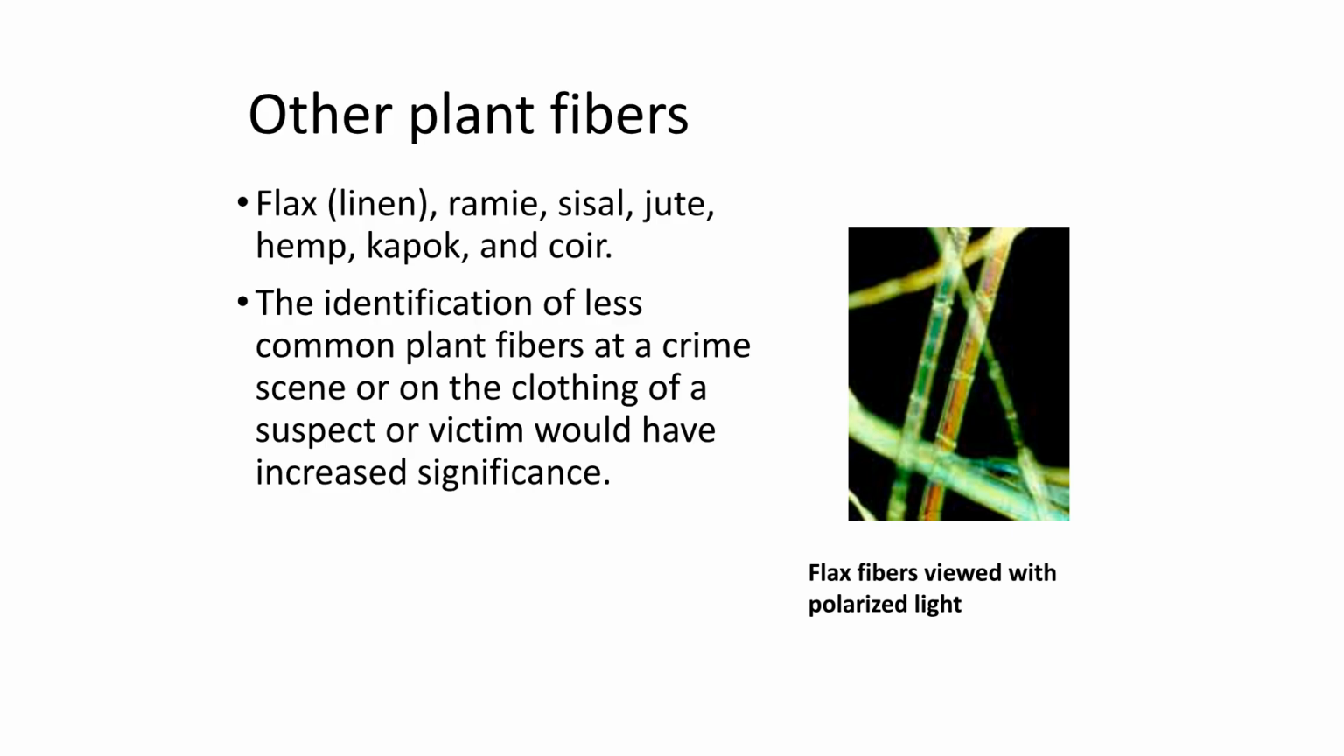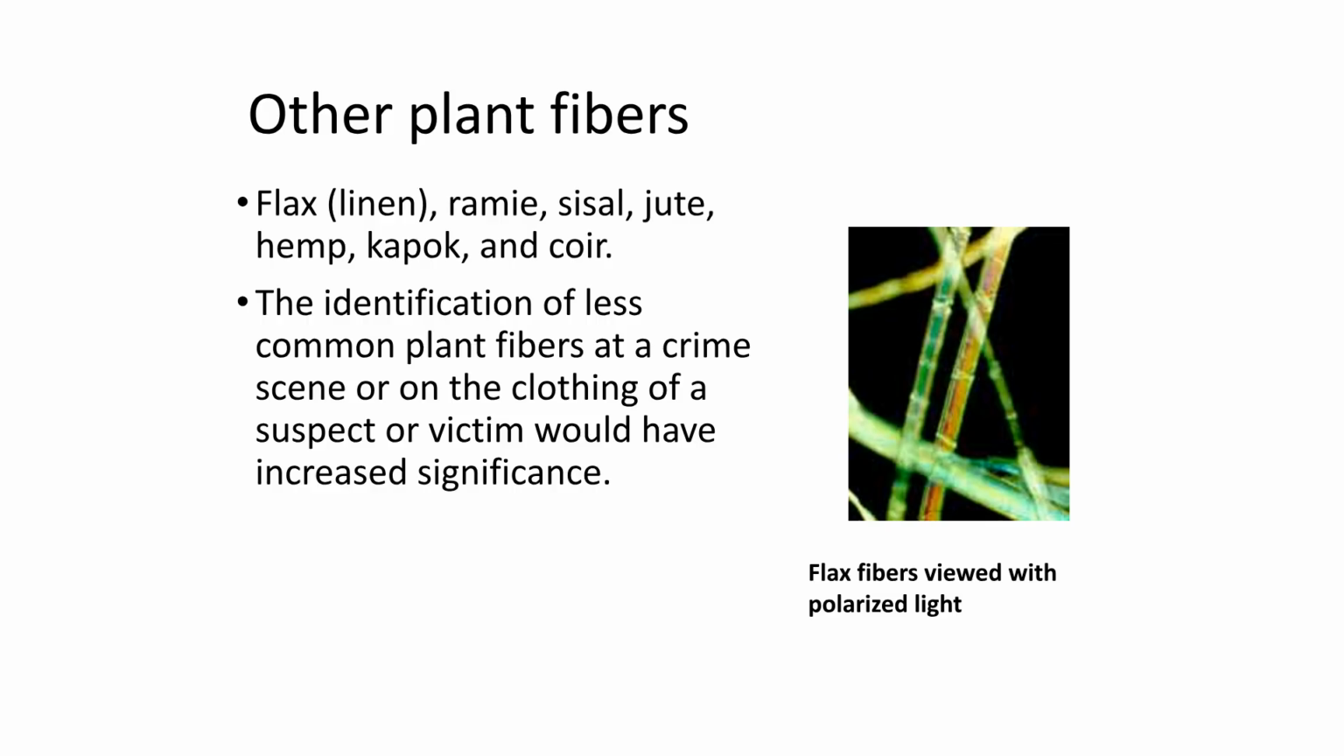This image shows a cotton boll, the fruit of the cotton plant, which is a major source of plant fiber. Cotton is a widely used natural fiber, often found at crime scenes due to its prevalence in clothing and textiles. Another view of the cotton boll, illustrating the white, fluffy fiber ready for harvest. Other plant fibers, like flax, ramie, and jute, are also important. The identification of less common plant fibers increases their significance as evidence.